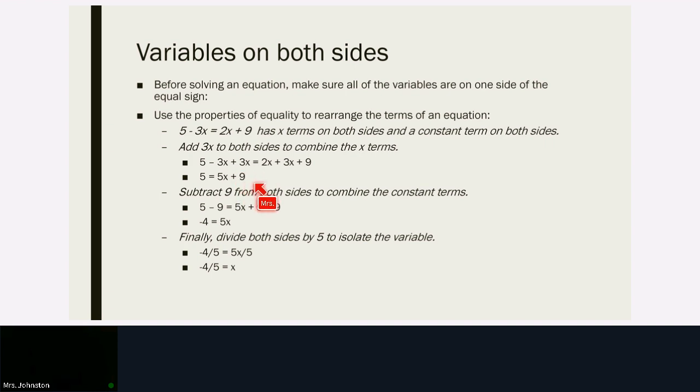Undoing the addition and subtraction first, you'll subtract the 9. 5 minus 9 is negative 4, and the 5x remains on the right. Finally, divide both sides by 5, which gives you negative 4 over 5 equals x.